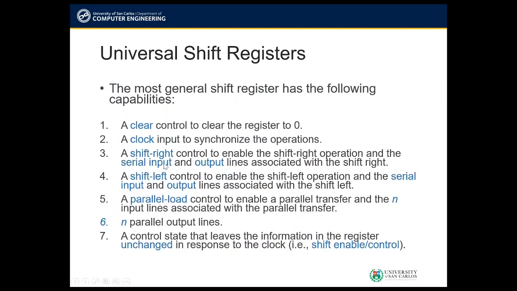So the most common shift register has the following capabilities. Number 1, a clear input to clear the register to 0. Next, a clock input to synchronize the operations. Number 3, a shift right control to enable the shift right operation, and together with that, we need a serial input and serial output associated with the shift right.